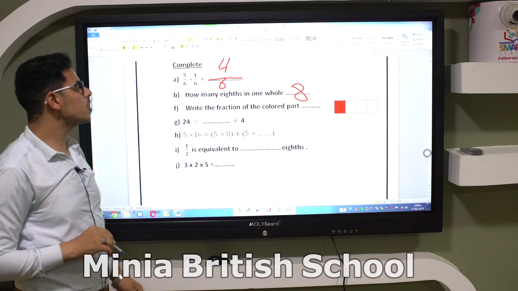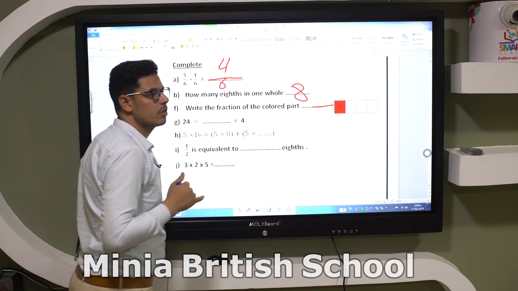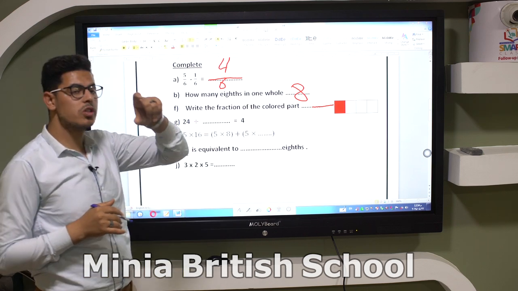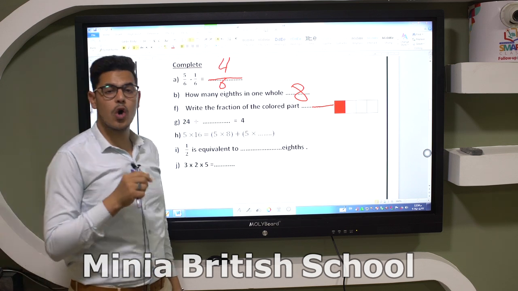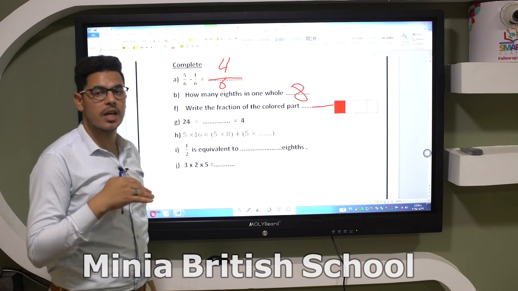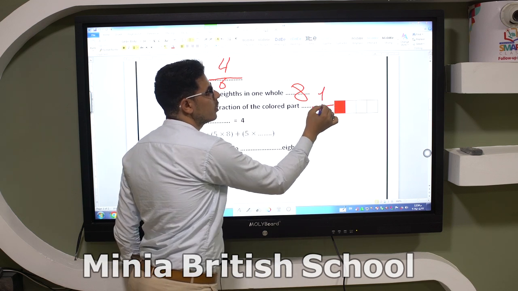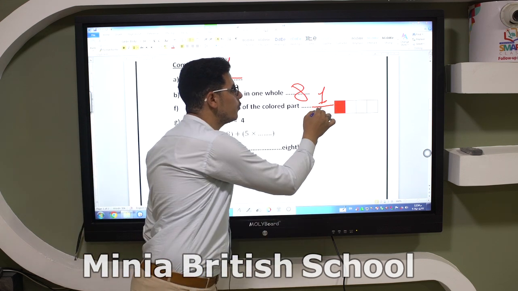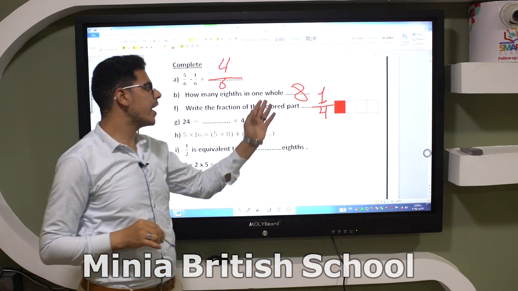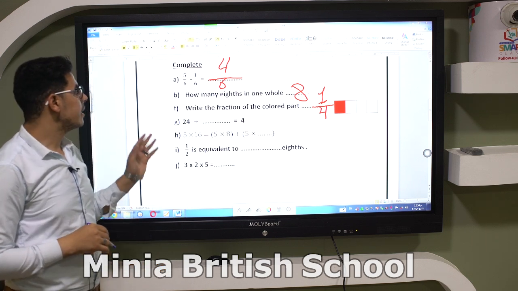Write the fraction of the colored part. How can I write a fraction? The colored part will be in the numerator, and the number of all parts will be down in the denominator. So here I have only one colored part, it will be up. And here, how many parts? It will be 4. So the fraction will be 1/4, or a fourth.